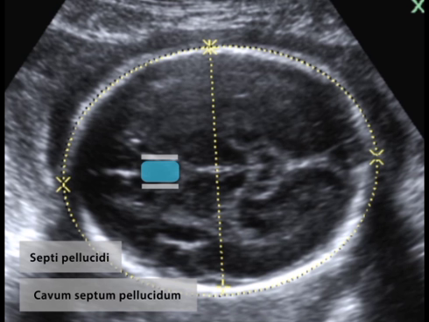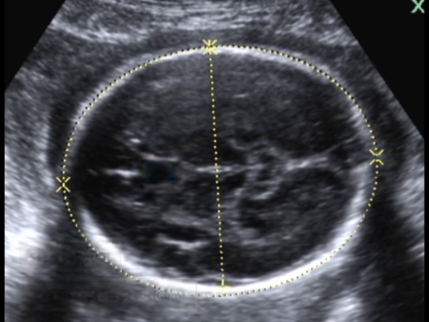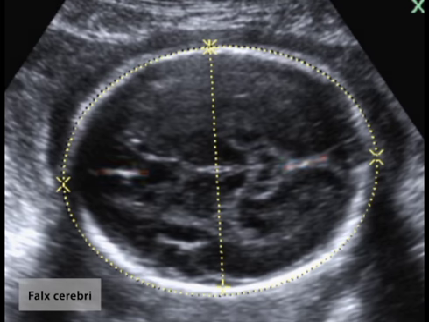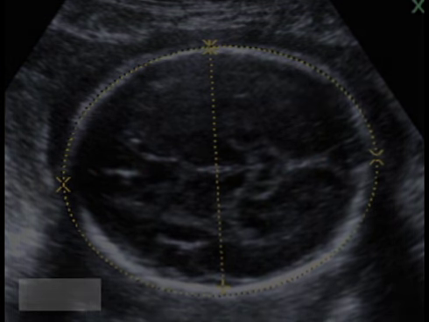These lamellae resemble two parallel white lines. Sonographically, the cavum is visible between 18 and 37 weeks. Also, the midline falx cerebri is a visible fold of dura in the longitudinal fissure between the cerebral hemispheres.